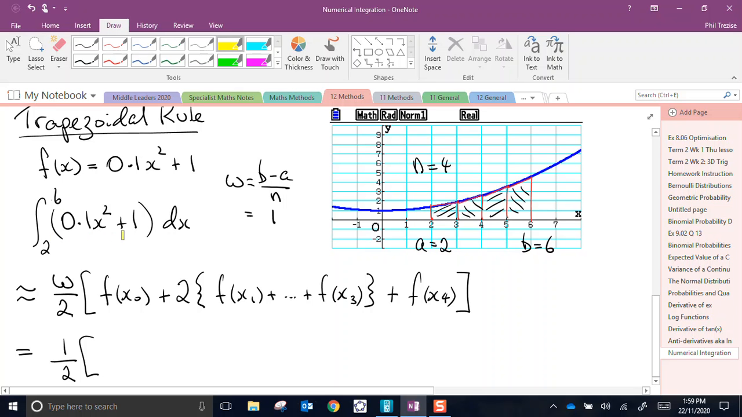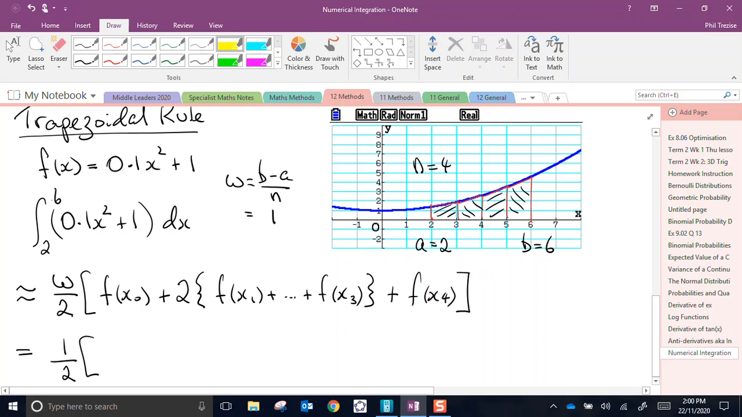So here's my integral of this. That gives me the area. And here's my formula for the trapezium rule. W over 2 times f of x naught plus 2 times all the in-between ones, that's x1, that's x2, that's x3, and then finally the last one, f of x4.